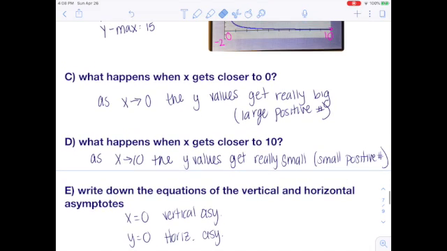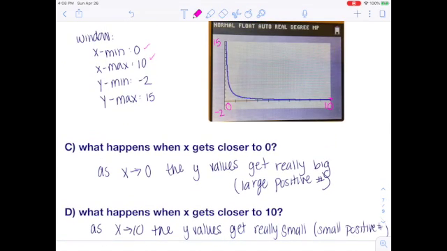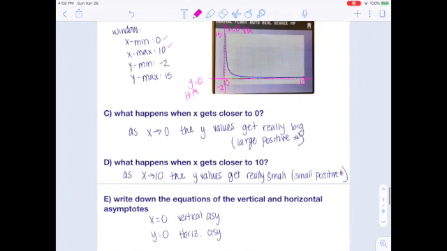All right, and one more question. Write down the equations of the vertical asymptotes and the horizontal asymptote. So our horizontal asymptote is y is equal to 0, and your vertical asymptote is that y-axis, which is the equation x is equal to 0 for your vertical asymptote. So I wrote that down below for you.